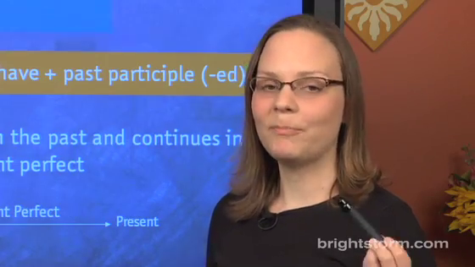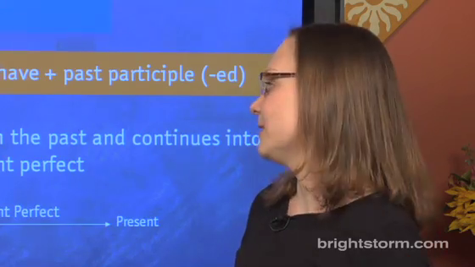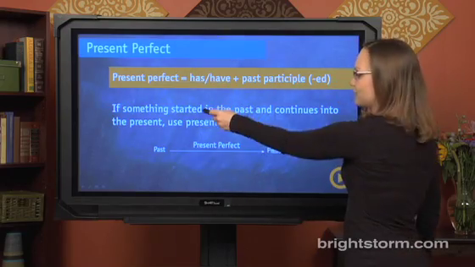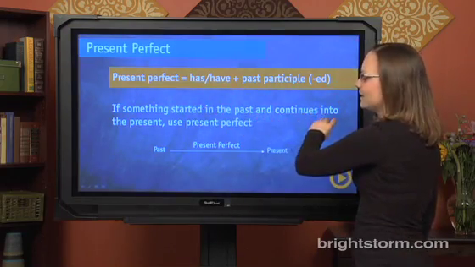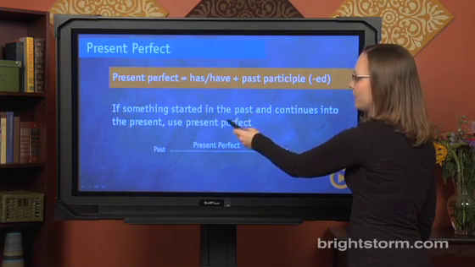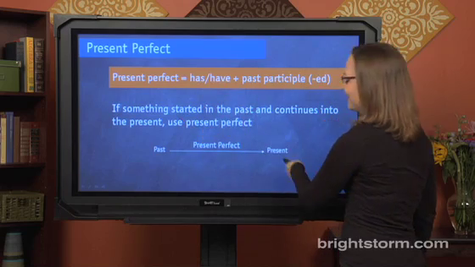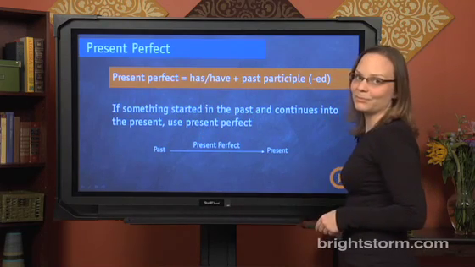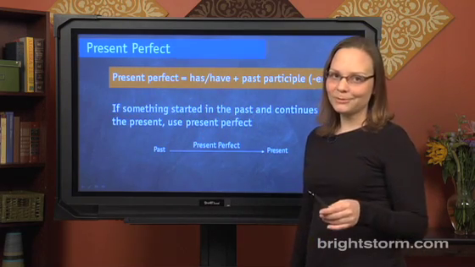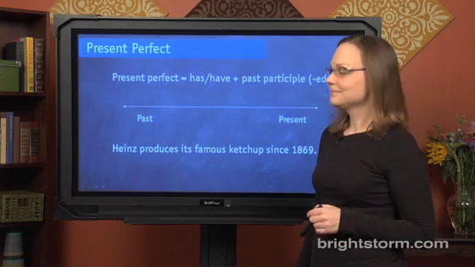Now once you know what present perfect is, here's how you use it in a sentence. If an action started in the past and it continues into the present, you use present perfect. So here's a little diagram. If it started in the past and continues to the present, you need to use present perfect. This will all make way more sense with examples, so let's look at 3.